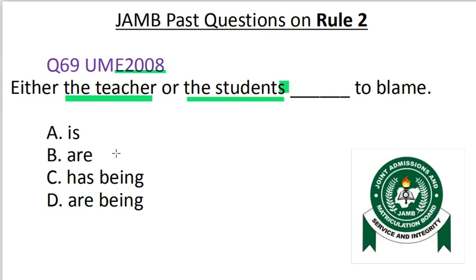The correct option is option B. Either the teacher or the students are to blame. Option D could be plausible, but then we have to look at the structure of option D: "are being to blame." It doesn't just fit into that space. So option B remains the correct option. Let's take a look at the next question.